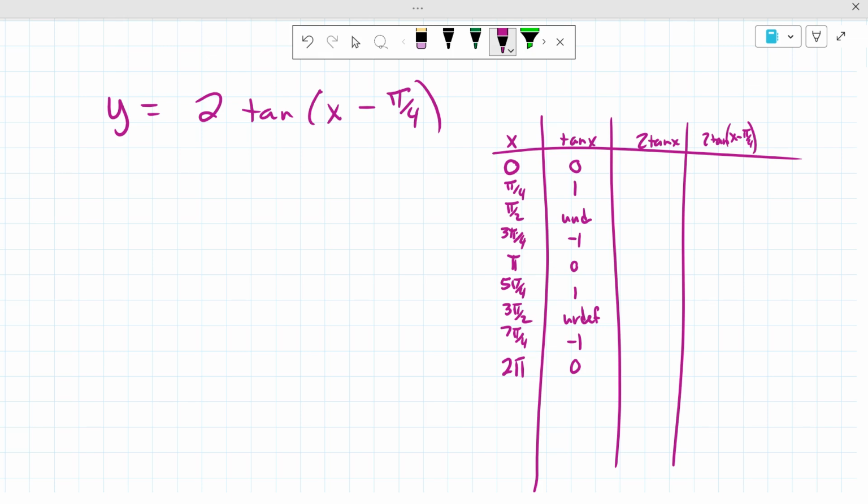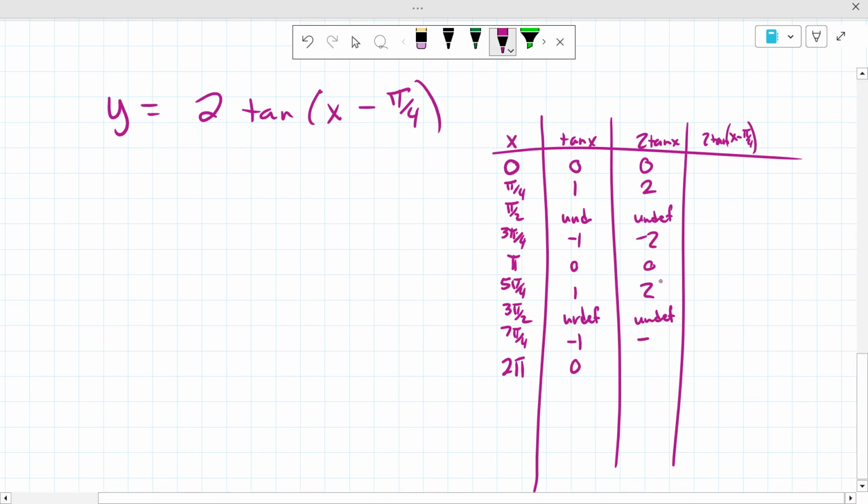What does this 2 affect? The x's or the y's? The y's. It stretches it vertically, right? So if it affects the y's, we're going to multiply each of these y values by 2. So I'll get 0, 2, undefined, -2, 0, 2, undefined, -2, 0. Just multiply them each by 2.